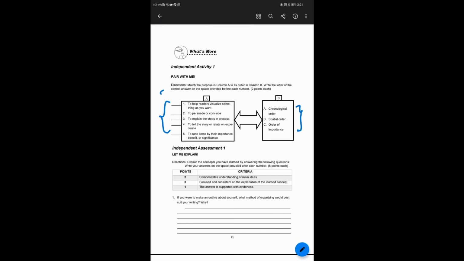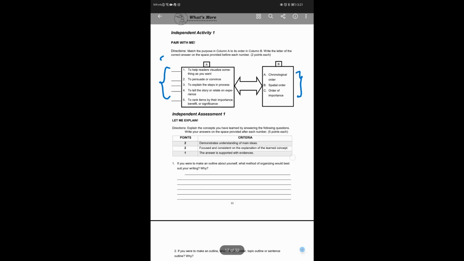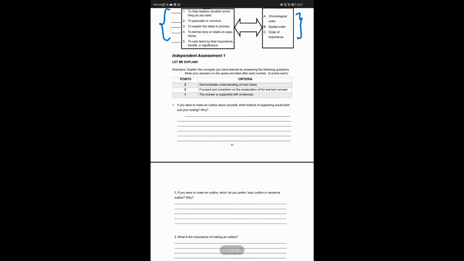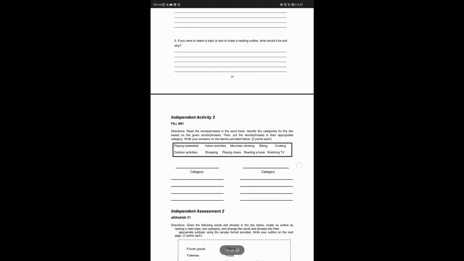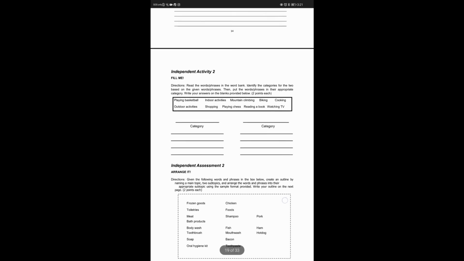Again, check your own paper for items or for activities which answers can be found in the key to correction at the end of your module. Independent assessment 1 will be skipped kasi nga hindi natin siya gagawin. Let's go to independent activity 2.